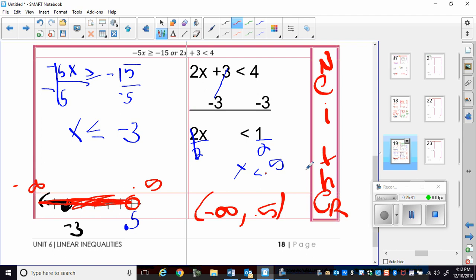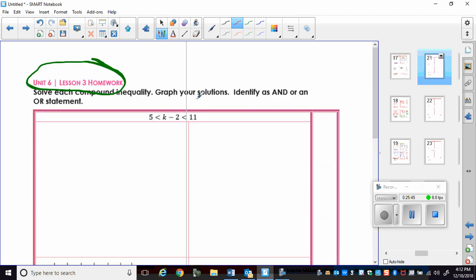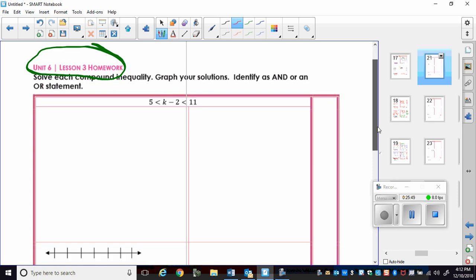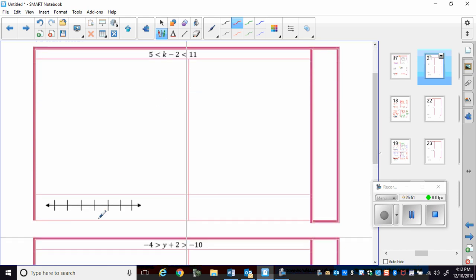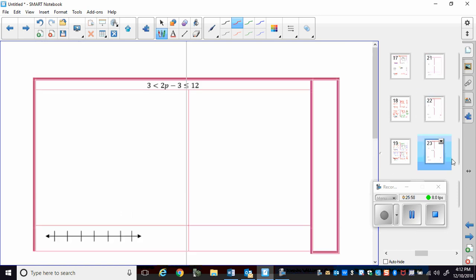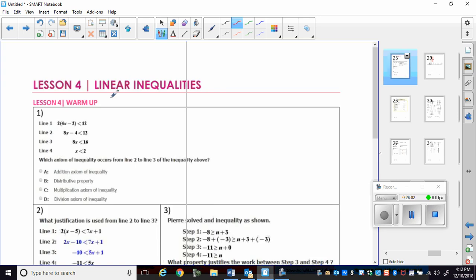So next time we'll be doing lesson 3, and it's linear inequalities. Do your homework tonight. Make sure you're writing whether it's an and or statement. Make sure you're showing your work, graphing the inequality, and also doing interval notations. So you have about 2 pages, 3 pages of that, and next class would be this lesson here. It's lesson 3, not lesson 4.